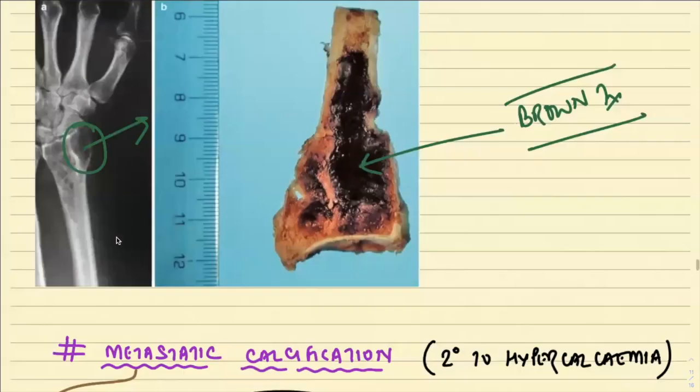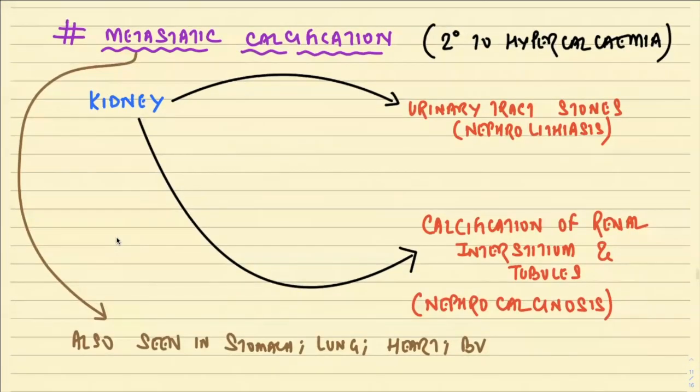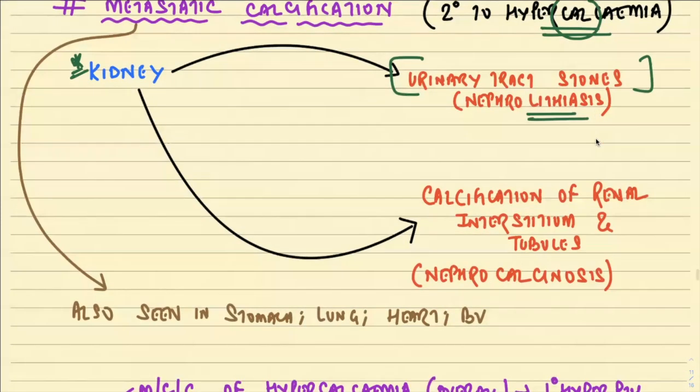Okay. Now, the next very important thing is that the first set of lesions was because of increased osteoclastic activity. The second set of lesions that we are watching is secondary to the increased calcium level. Now, when the calcium level increases, what will happen? It affects the kidney. And what happens in the kidney? There will be increased urinary tract stone formation, called nephrolithiasis. Not only this, there is also calcification of the renal interstitium and the tubules, which leads to a condition called nephrocalcinosis.